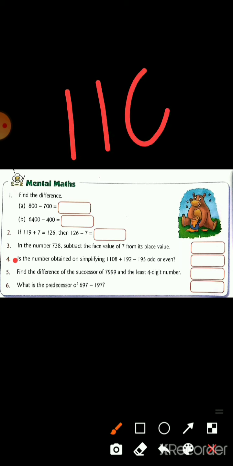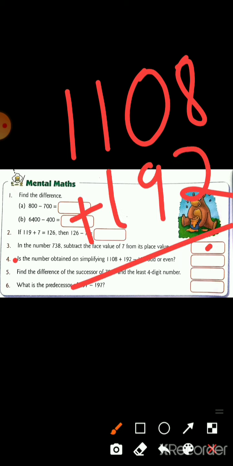Fourth question is: the number obtained on simplifying 1108 plus 192 minus 195, odd or even. To find out odd or even, first you have to simplify this question. We know for simplification, first we have to add the numbers with the same sign. So here you can see 1108 plus 192. These two numbers have the same sign, so first we have to add these.